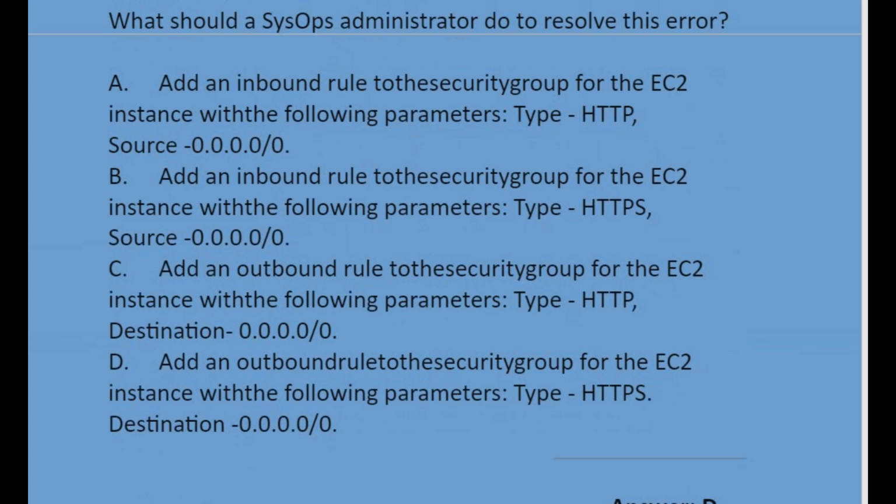Option A. Add an inbound rule to the security group for the EC2 instance with the following parameters. Option B. Add an inbound rule to the security group for the EC2 instance with the following parameters. Option C. Add an outbound rule to the security group for the EC2 instance with the following parameters. Option D. Add an outbound rule to the security group for the EC2 instance with the following parameters.